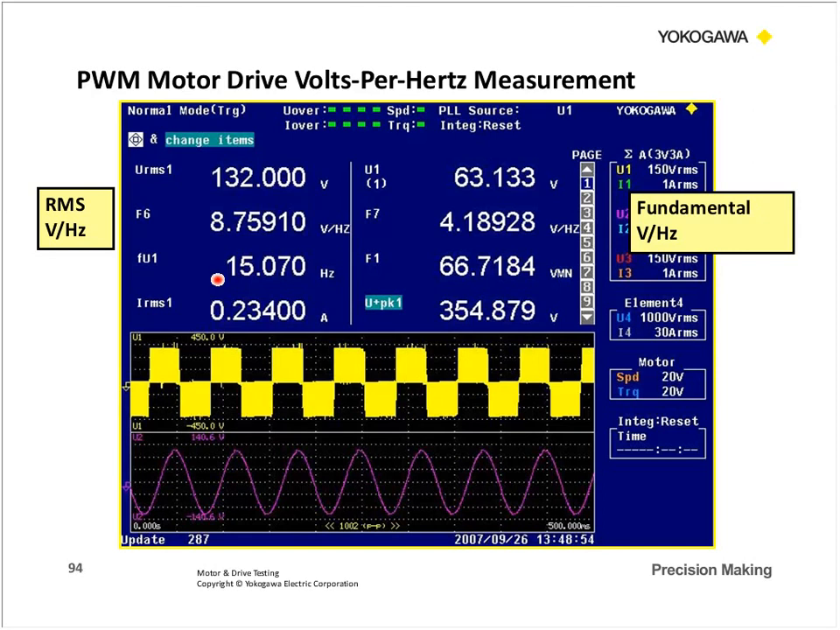And so this shows our volts per hertz measurement up here with the math function F6 based on the RMS value or the fundamental voltage. Remember, it's just a ratio. And we want to look at that constant ratio over the operating speed of the motor.